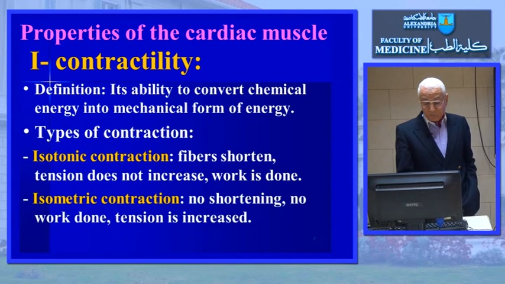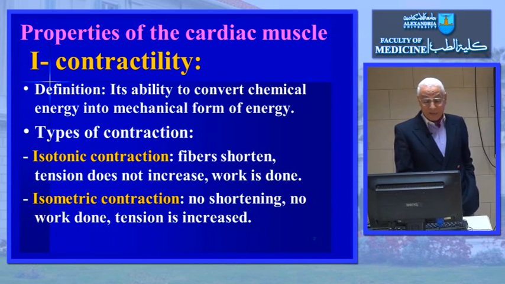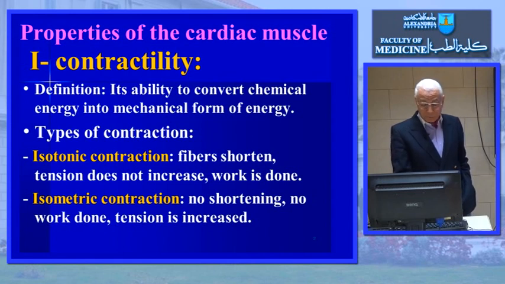The other type is isometric contraction. Iso means the same, and isometric means the same length, so the muscle contracts without changing its length. Isometric contraction: no shortening, no work done. Where is the energy going? In two directions. Tension inside the muscle fiber increases greatly, and there is a lot of heat lost to the outside.